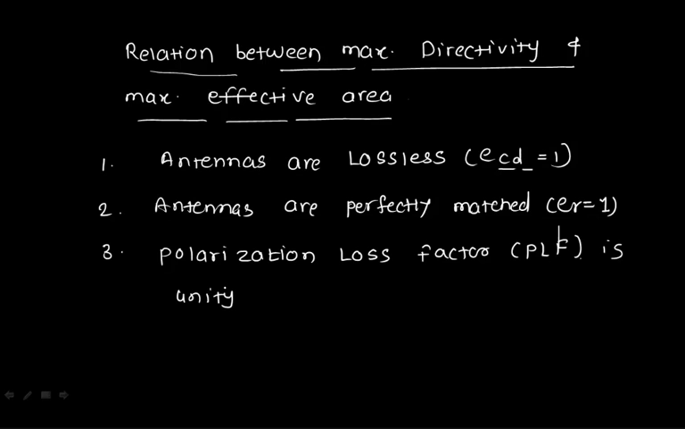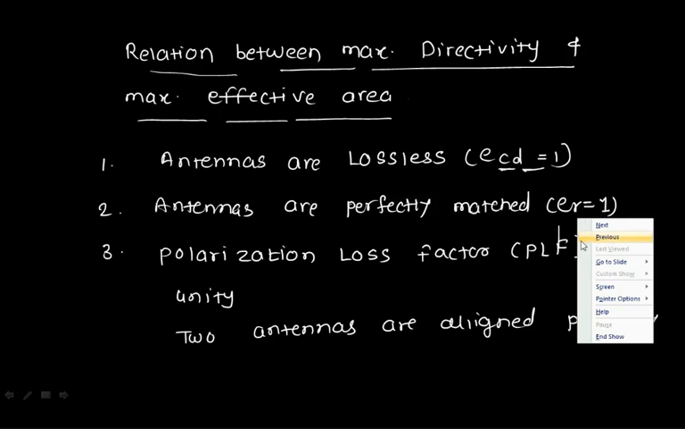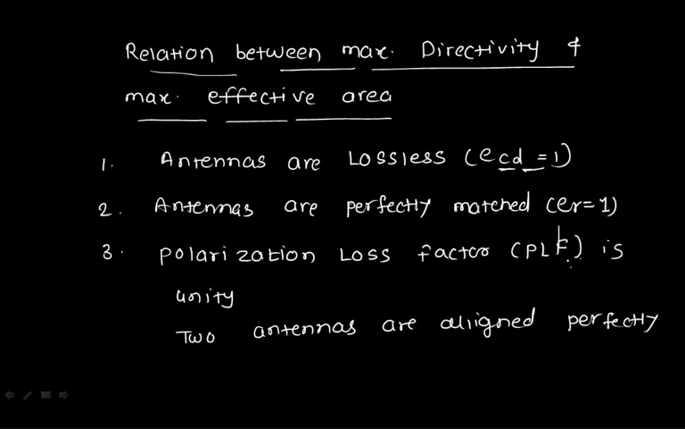What is the meaning of this one? If I'm saying that my polarization loss factor is unity, this means two antennas are perfectly aligned. So I can say I don't have a conduction dielectric loss, I don't have reflection loss, and I don't have any polarization loss. Okay. So here I'll consider case one, that is my antenna is a lossless antenna. Here I need to consider what kind of things will be there for this particular condition.